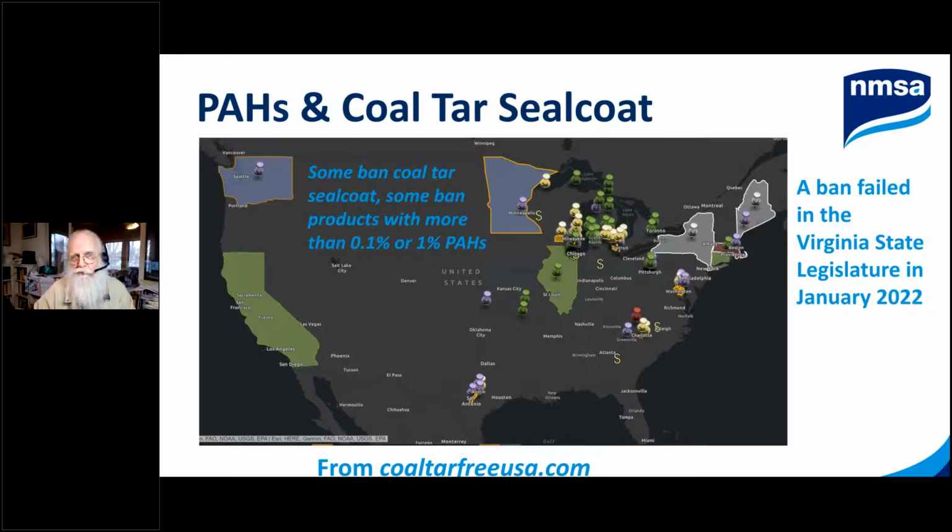There are restrictions on the use by governmental agencies in California, Illinois, and Connecticut, and there are very limited bans and restrictions on the use of coal tar seal coat in the state of Massachusetts. And then the various pins represent different types of local bans and restrictions in mostly cities around the United States.